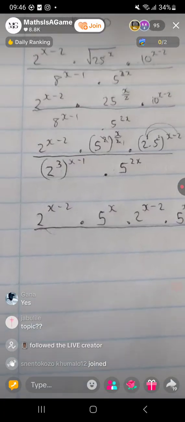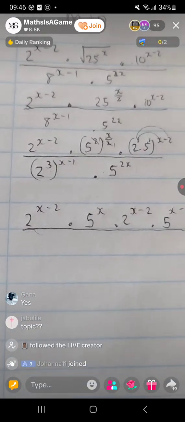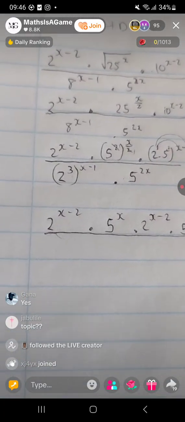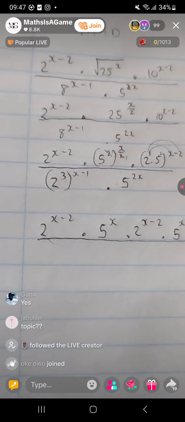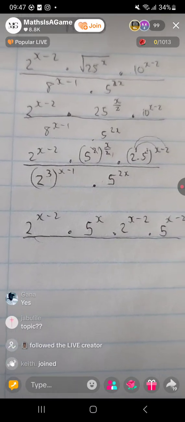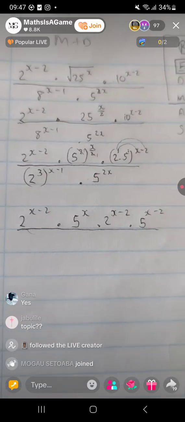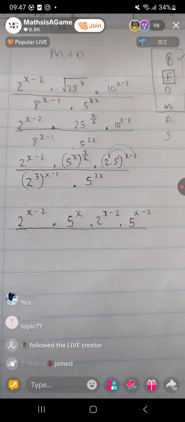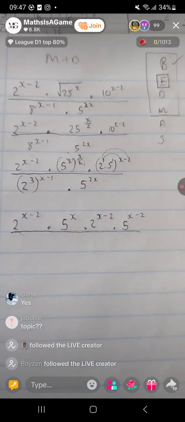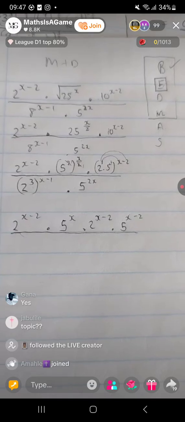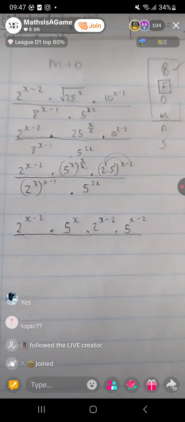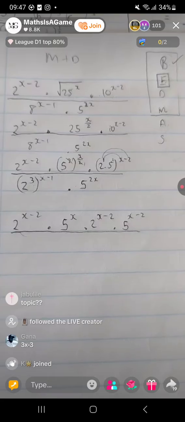So my chat, what will be the answer there? Let me see what you guys... 2 to the power 3 raised to the power x minus 1. In the comment section, will you grace me with what you believe is going to be the outcome? 2 to the power 3 into x minus 1.